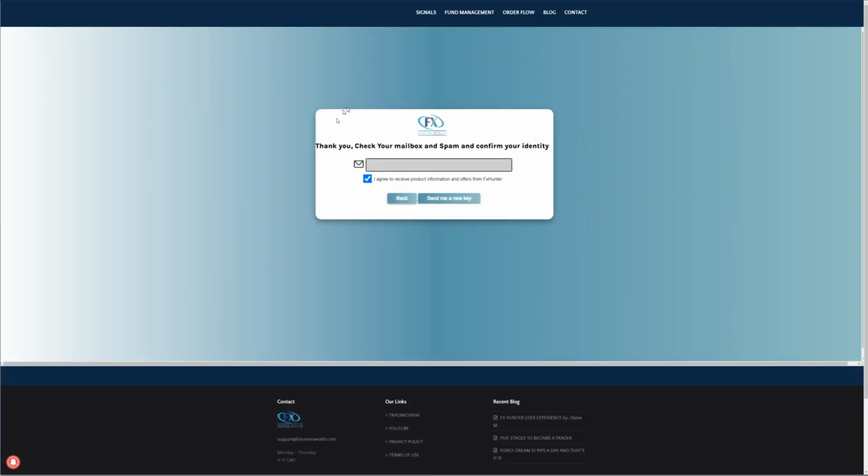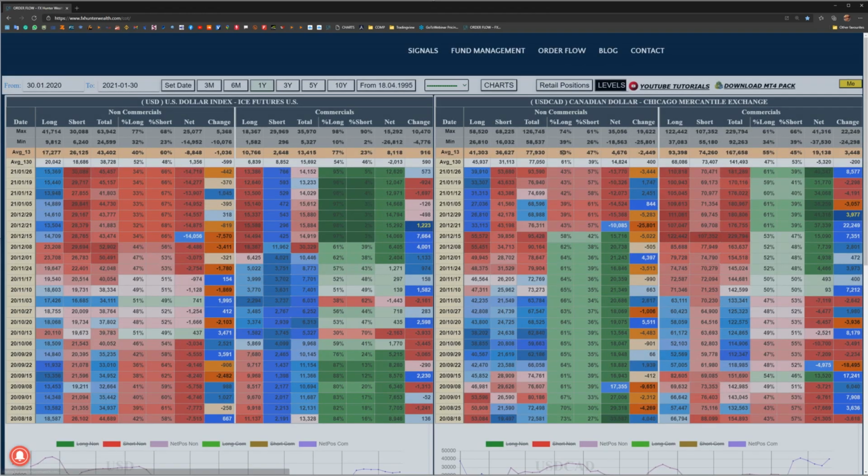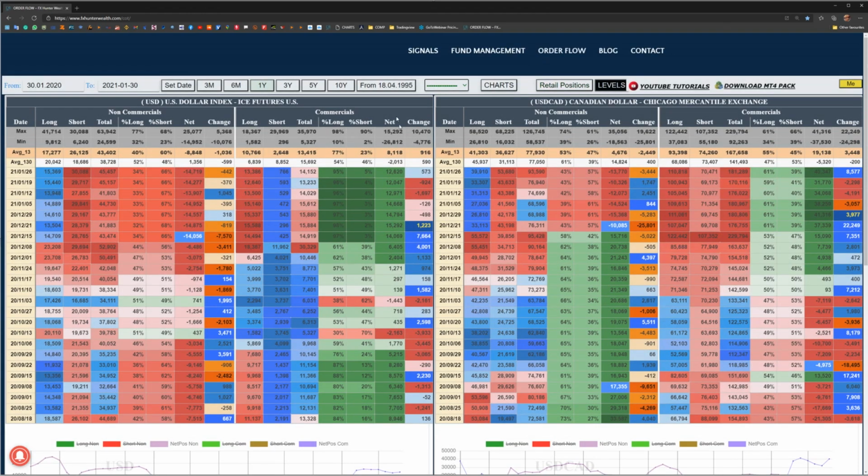So I'm going there. First of all, if you did not register your email, you have to do that. Register your email, and you confirm that in your email address, right? Then you will have access to the order flow, which looks like this, right? And here is another thing.